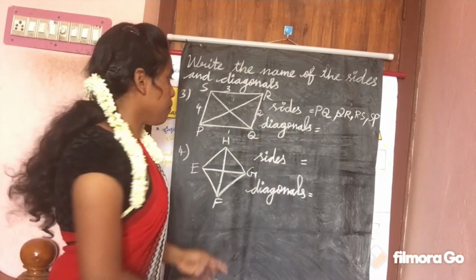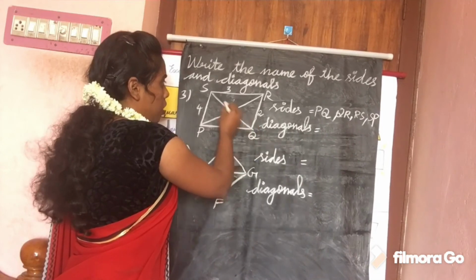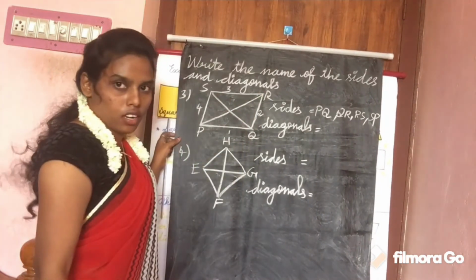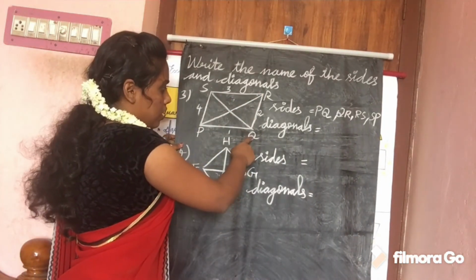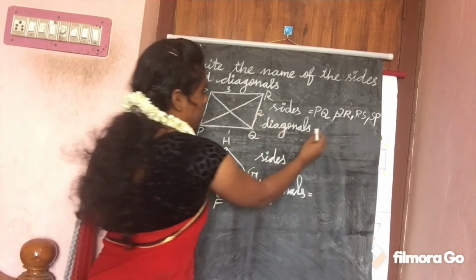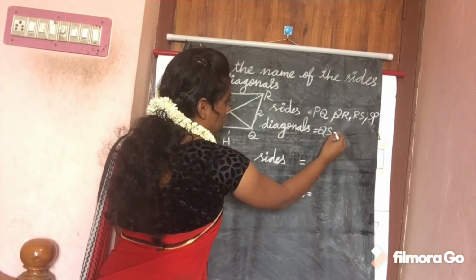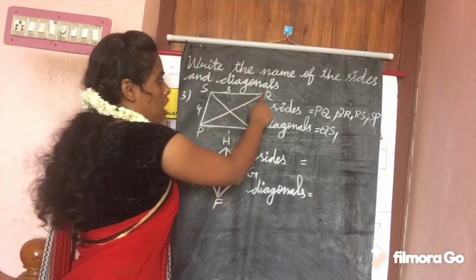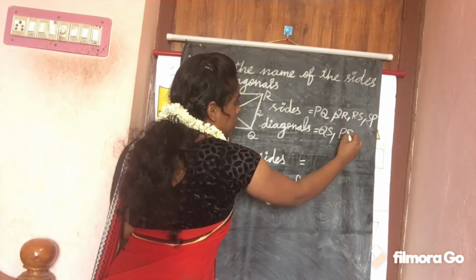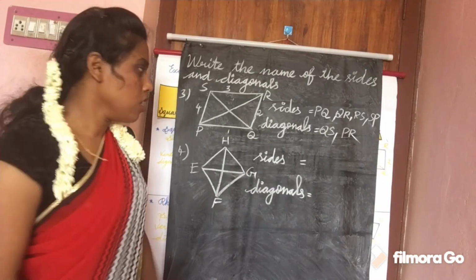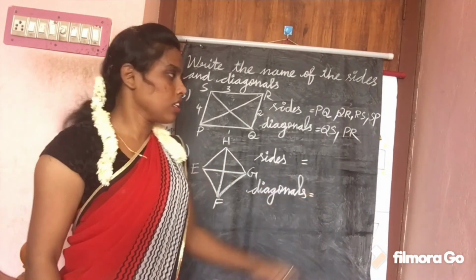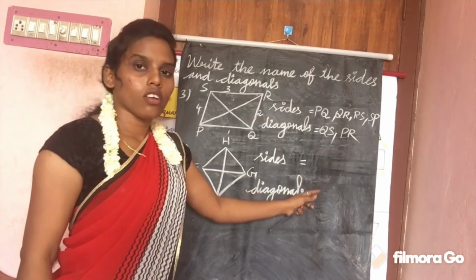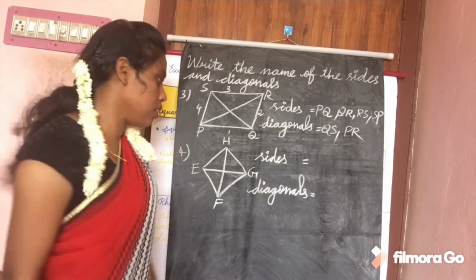Next, diagonals. How many diagonals are there? 2 diagonals. Now we will see the letters. QS is one diagonal, and PR is the second diagonal. So we have 2 diagonals. Likewise, we have to find them in all the figures.